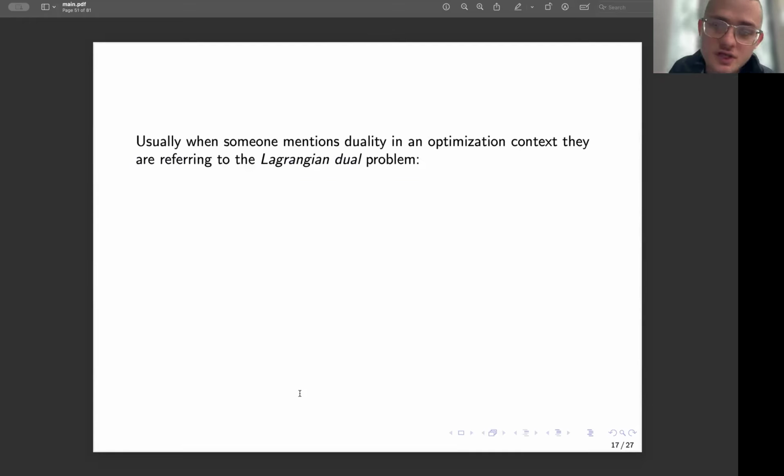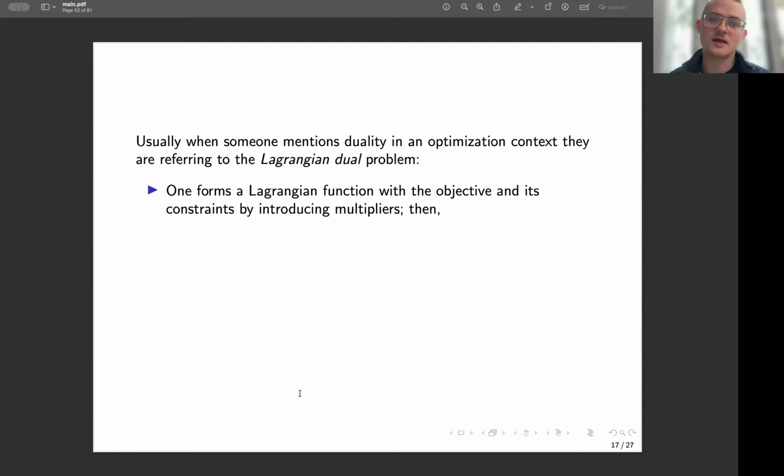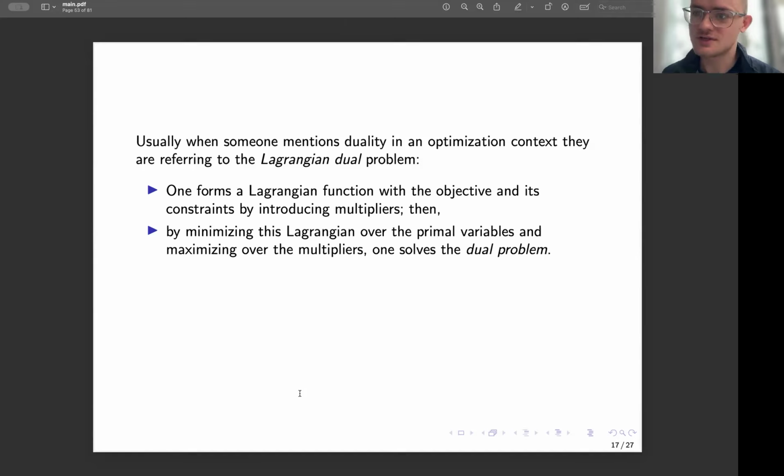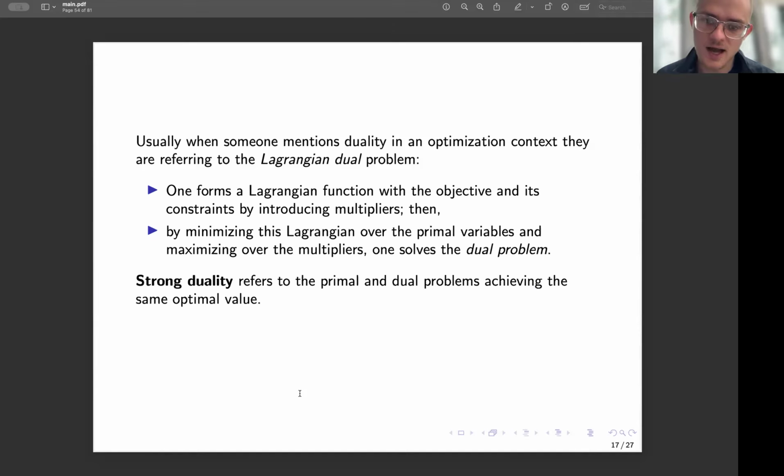So usually when somebody mentions duality in an optimization context, they're referring to the Lagrangian dual problem, which is formed by taking your optimization problem, writing down your Lagrangian by incorporating the constraints with some multipliers, and then finding a very good reason to exchange your sup and your inf. What you get in the process is what's known as the dual problem, right? So instead of a minimization problem, let's say you'll have a maximization problem. I'm being a little bit light with the details because I'm not actually going to be talking as much about Lagrangian duality in this talk.